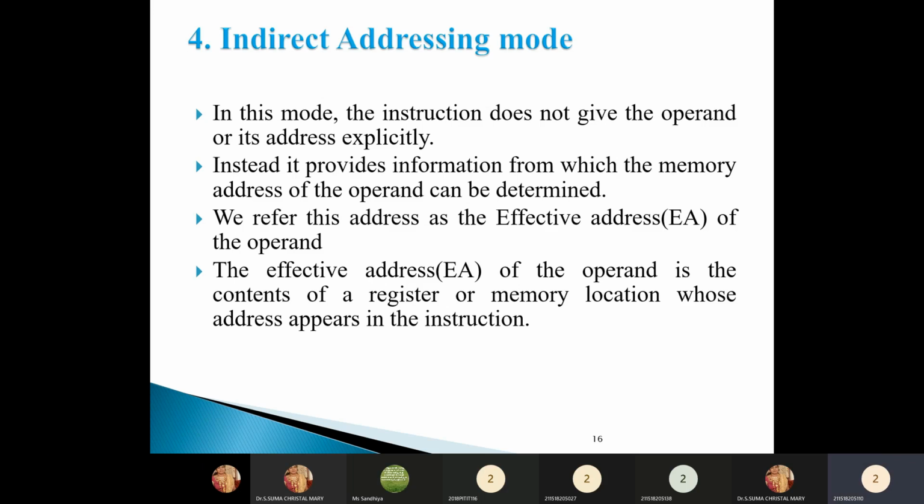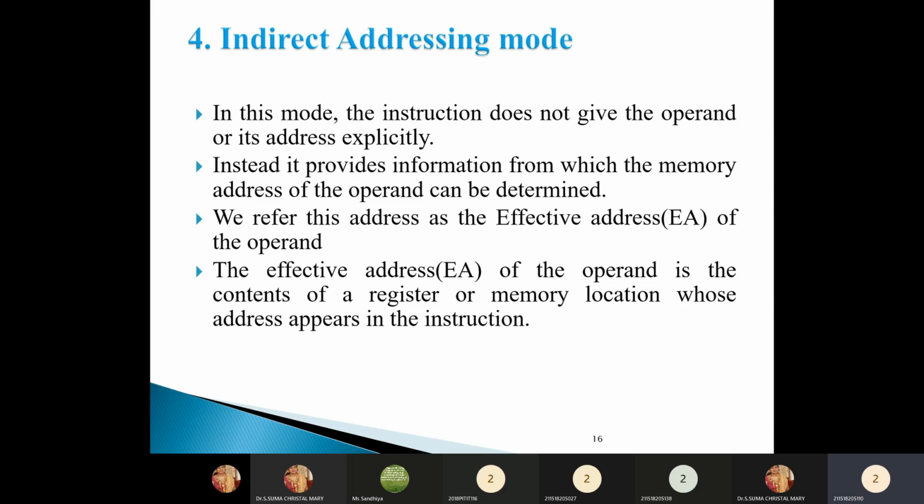Here, two references are required. First reference to get the effective address, second reference to access the data. Now, based on the availability of the effective address, indirect mode is of two kinds: register indirect and memory indirect. In register indirect mode, the effective address is in the register and the corresponding register name will be maintained in the address field of the instruction. Here, one register reference and one memory reference are required to access the data.